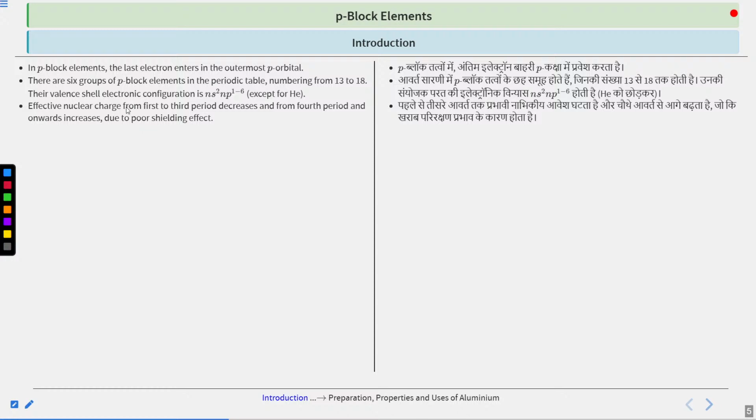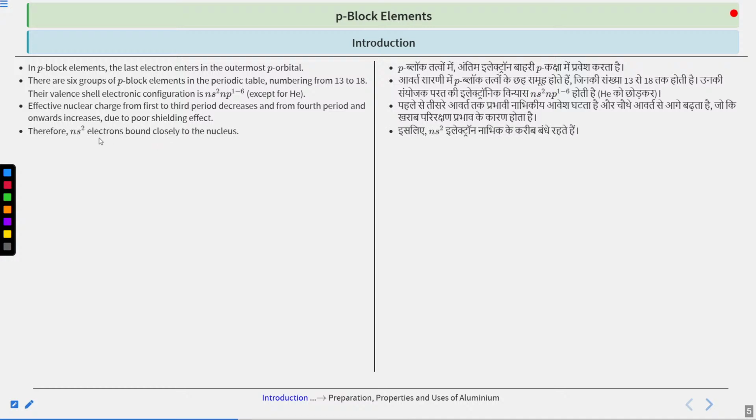Next thing is that the effective nuclear charge decreases from the first period to the third period, and from the fourth period onward it increases. What is the meaning of this? First of all, why is it decreasing? Because of the incoming orbitals in between, which interrupt the interaction between the electron and proton. But later on, we have the d orbital, and the d orbital is very diffused in shape. Diffused means it is scattered. If you look at the structure of the d orbital, you will find that the electron density is dispersed over a larger area. That results in a smaller shielding effect and hence a greater effective nuclear charge.